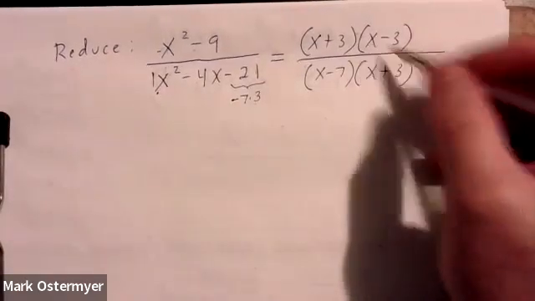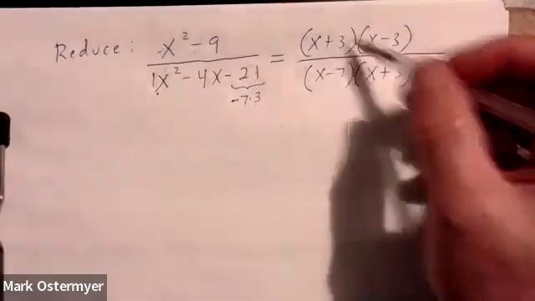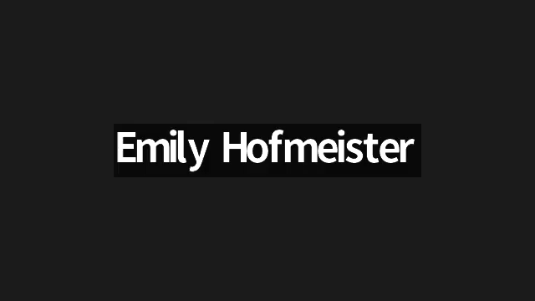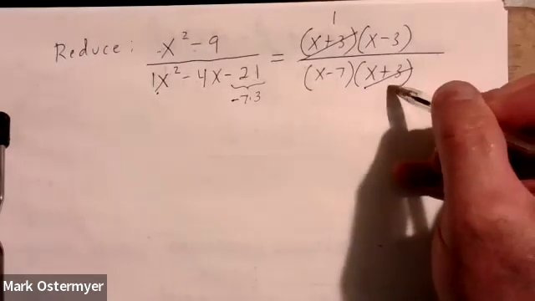So, ladies and gentlemen, what can I reduce out between the numerator and denominator here? I can reduce the x plus 3. Yeah, the x plus 3 divides into itself once, and down here, the x plus 3 one time.